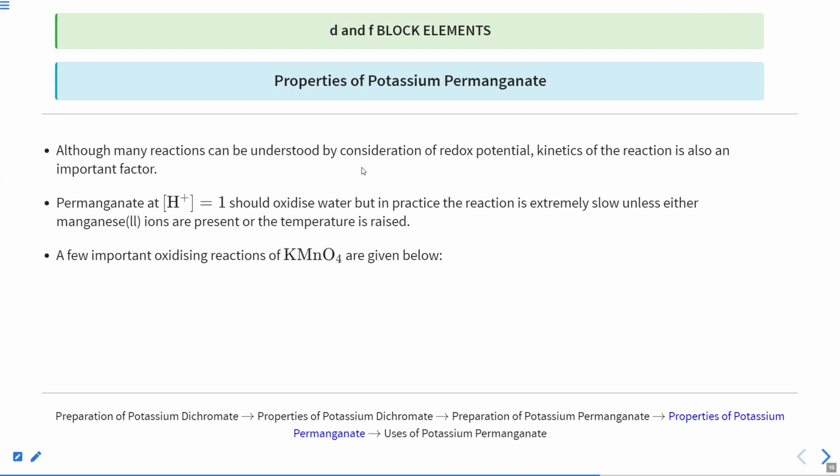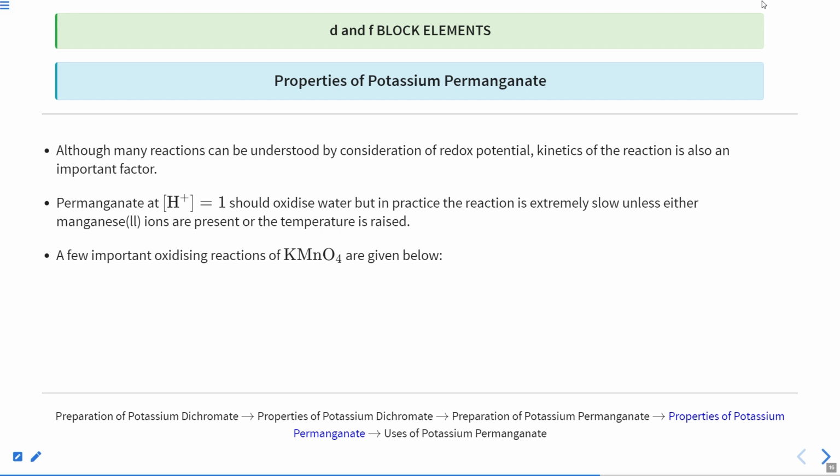So what is said here is that the redox potential is enough to predict the reaction direction. But in a practical sense, this is only useful if we know the rate of the reaction also. For example, permanganate at H plus should oxidize water. This is clear from the redox potential. But it goes very slowly, and due to this reason, we cannot use this reaction. Clear?